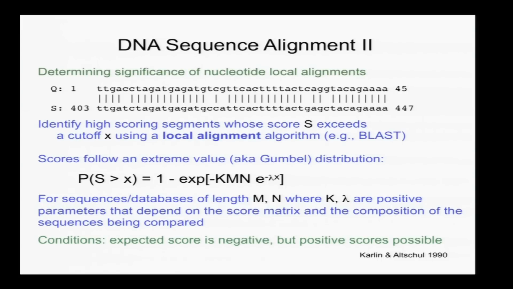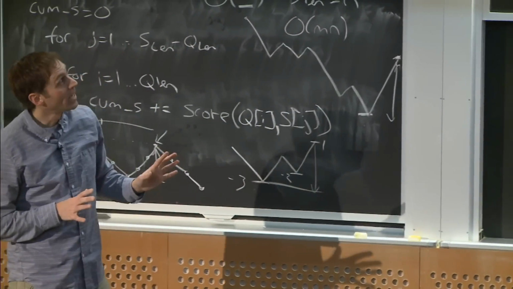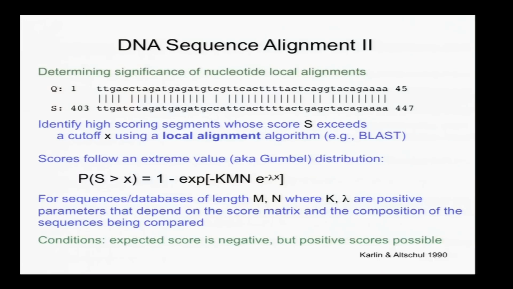So the probability that S, the score of the highest segment under a model of a random query against a random database, is greater than or equal to x is 1 minus e to the minus kmn e to the minus lambda x, where m and n are the lengths of the query and the database, x is the score, and k and lambda are two positive parameters that depend on the details of your score matrix and the composition of your sequences. It turns out that lambda is really the one that matters, as you can see because lambda is up there in the exponent multiplying x. If you double lambda, that'll have a big effect on the answer. And k you can mostly ignore for most purposes. So that's the formula.